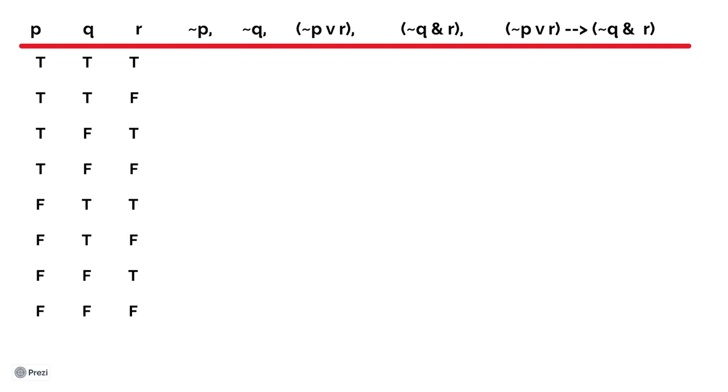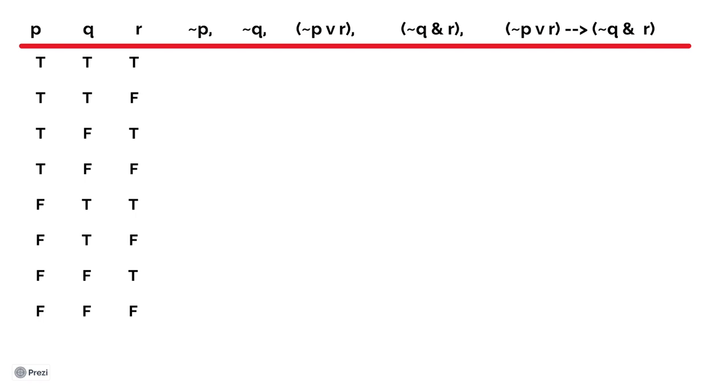For the sub well-formed formula, not P or R, line 1 is true, then false, true, false, true, true, true, true. For the sub WFF, not Q and R, we have false, false, true, false, false, false, true, false. This brings us to the final truth value for the conditional. Line 1 false, lines 2, 3, and 4 true. Lines 5 and 6 false, line 7 true, and line 8 false.